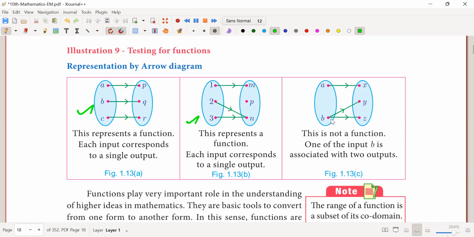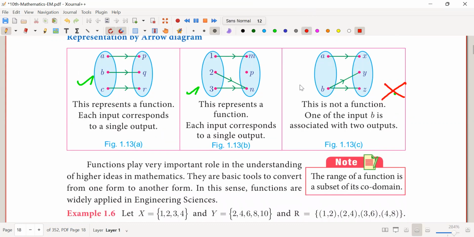Good. For here, B has two images. How can we have two images? If you look into a mirror, will you have two images? A devil and an angel? We can't accept it. We have a single image. Just like that, B can't have two images. Only one image is possible. So this is not a function.